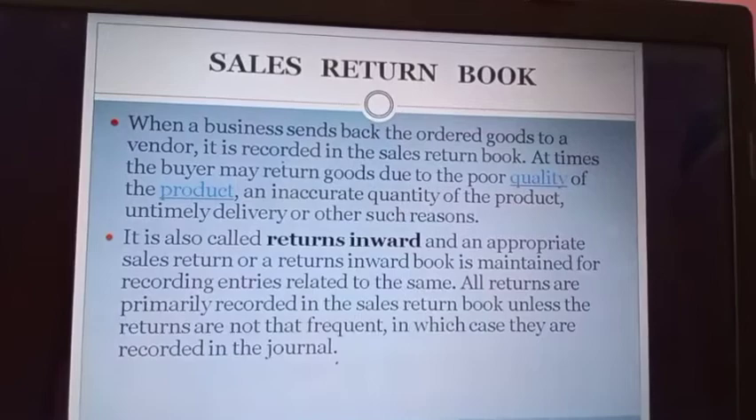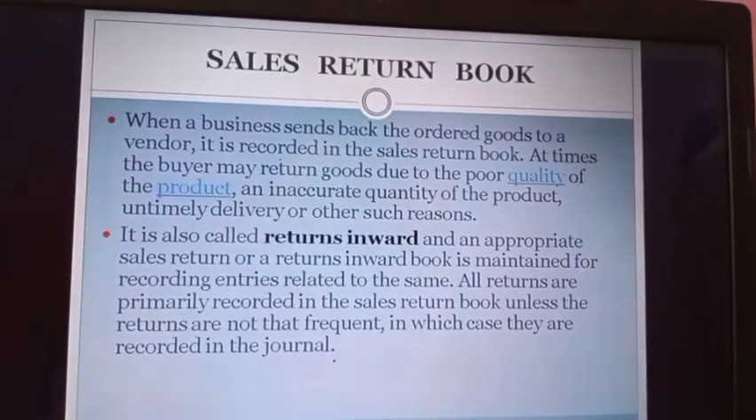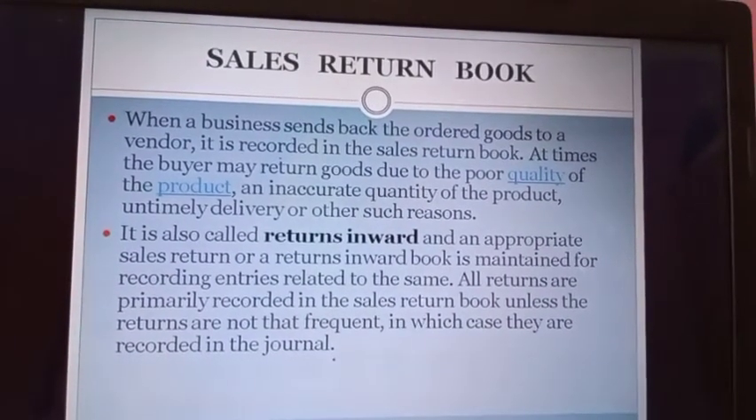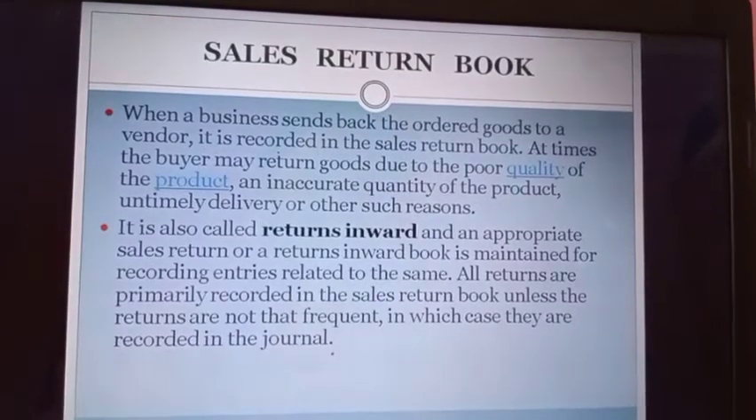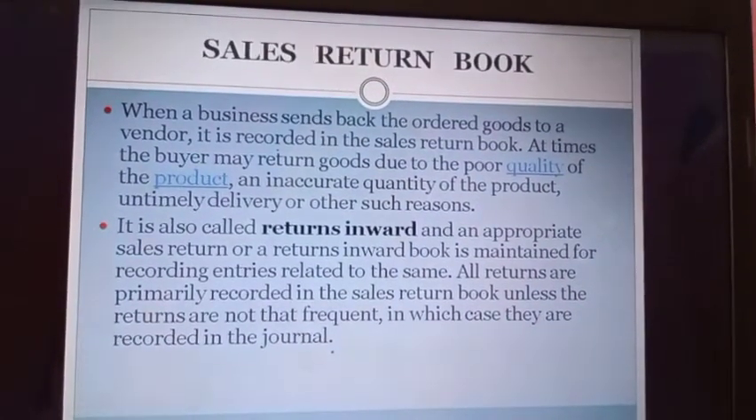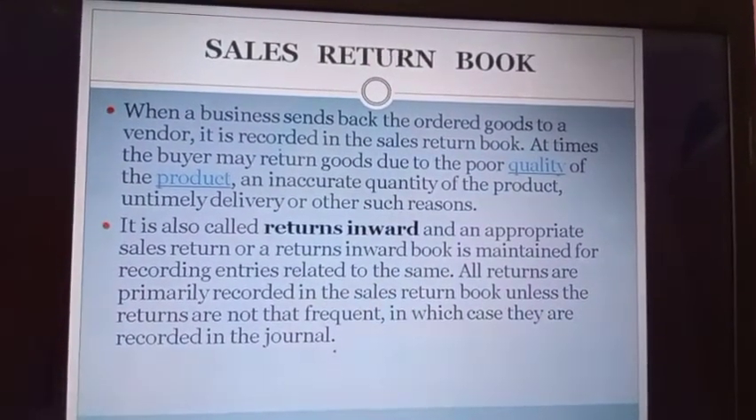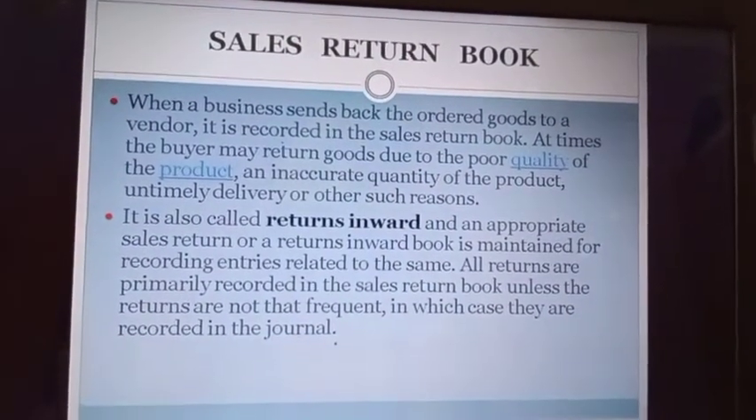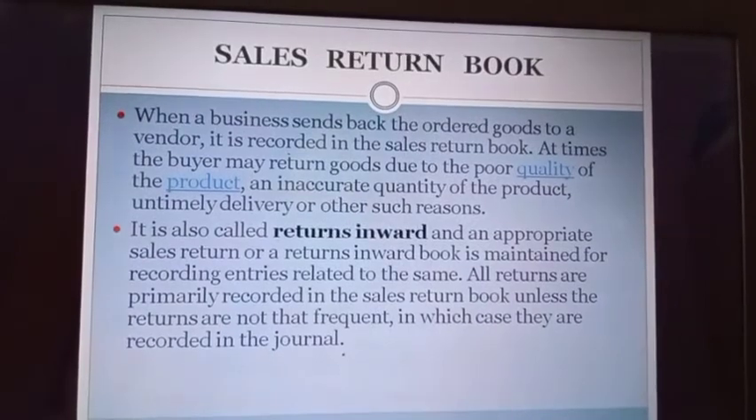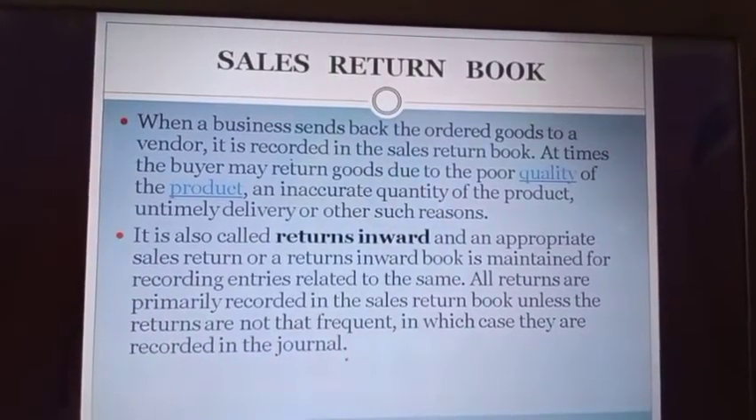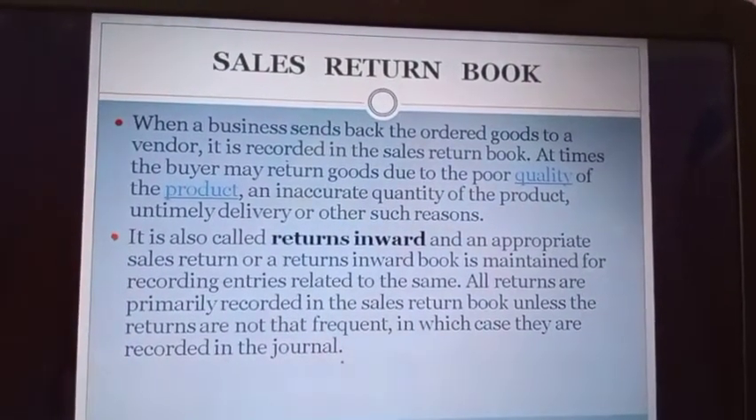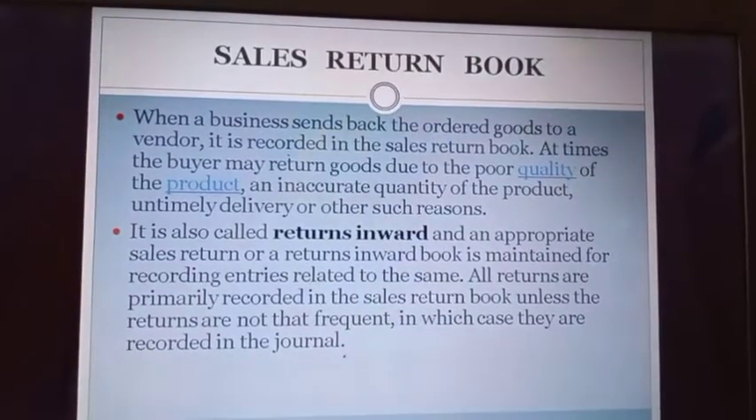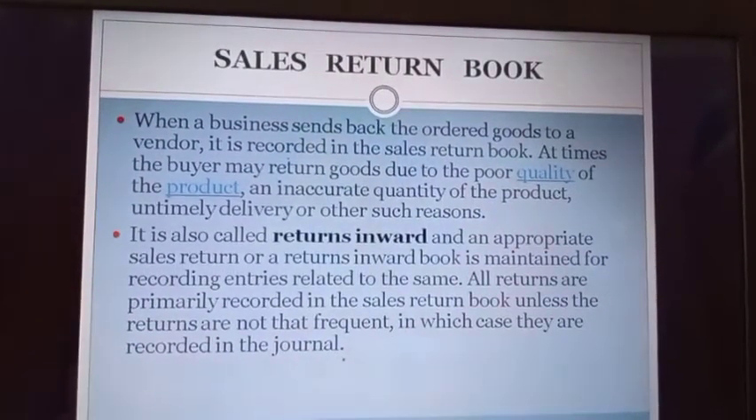So all returns are primarily recorded in the sales return book, unless the returns are not that frequent, in which case they are recorded in the journal. If the sales returns are very frequent, then we record them directly in the sales return book. Now we will move on to a sum of sales book.